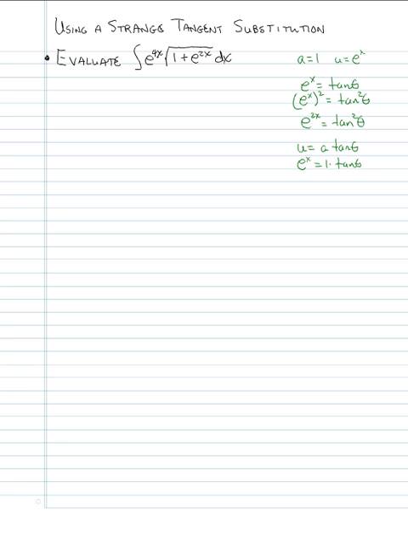So once we recognize that, let's see all of the business that we've got to deal with here. Okay, we're going to evaluate, so I'm going to write down the integral of e to the 4x times the square root of 1 plus e to the 2x dx. And we're going to use trigonometric substitution. So we're going to have to replace e to the 4x, and we're going to have to replace dx as well.